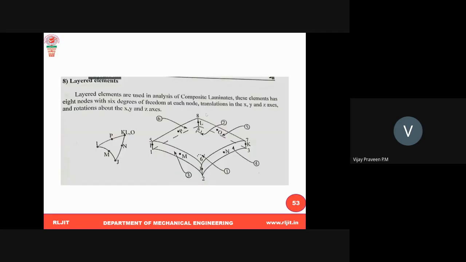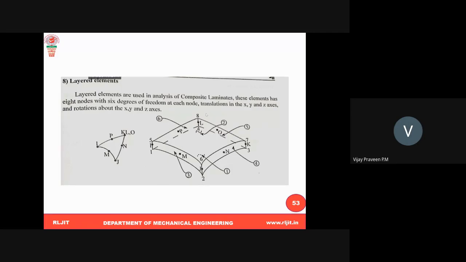And the layered element, this is also one of the special type elements, and this is usually used when you are going to analyze composite material. You use this type of layered element when the material is made up of composite, meaning more than one material. Nowadays what we are using is mostly composite material. When you are going to analyze that type of problem, then you should use these layered elements.